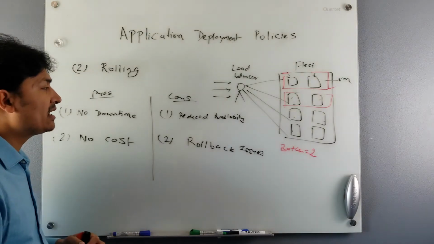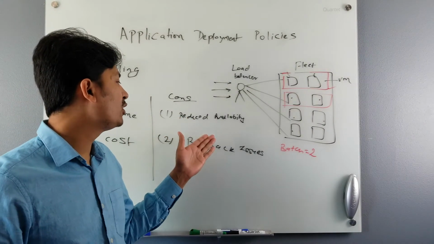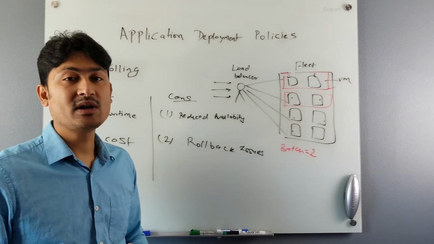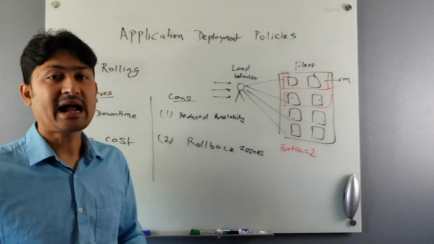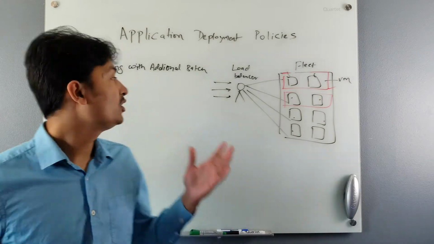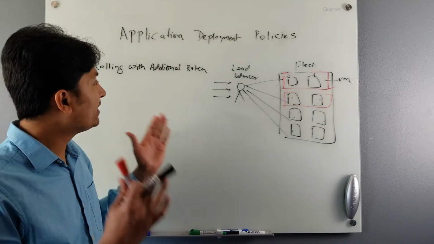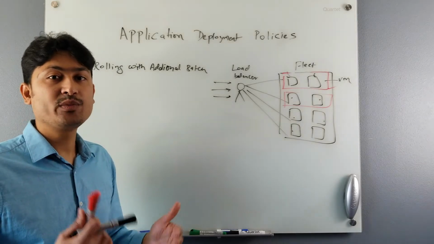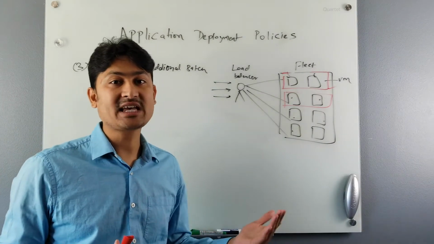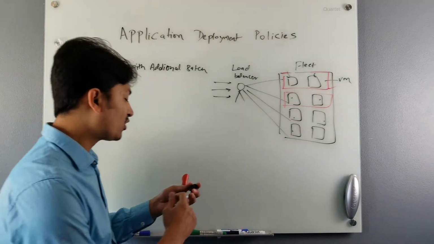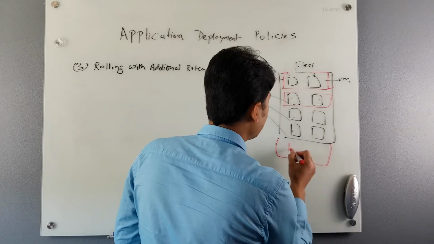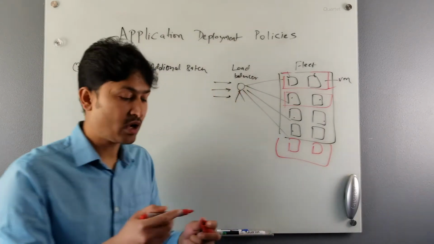So let's understand how we can mitigate the problem of reduced availability here. The next deployment policy is rolling deployment with additional batch. In case of rolling with additional batch, you have an additional batch of servers to start the deployment. So if you want to have a batch size of 2, then you require an additional batch of instances, that is 2 servers, to start the deployment.